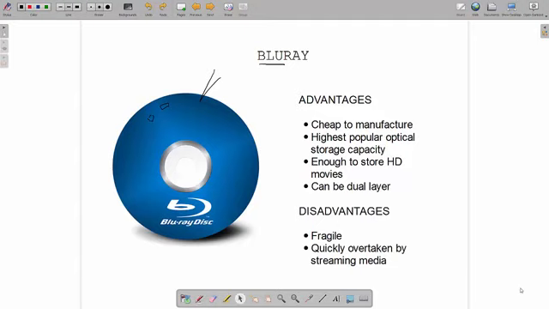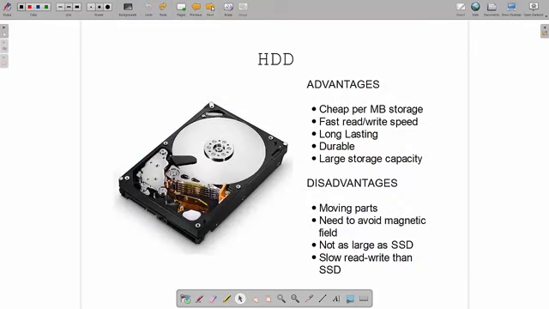As with CDs and DVDs, they are fragile, and they've also been quickly overtaken by streaming media. It doesn't seem that Blu-rays were popular for all that long, and they didn't really take off as much as expected with movies, mostly because things like Netflix came out quite quickly afterwards, which offered streaming services. Bandwidth and the amount of data that's allowed by ISPs has almost destroyed the Blu-ray disc, but it's still around at the moment. Next, we've got hard disk drives.